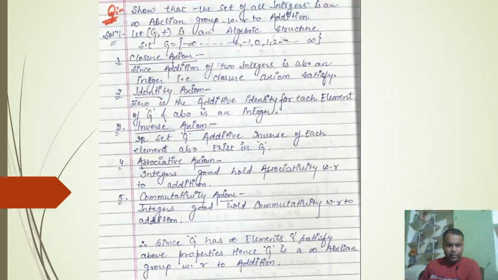Today we are going to take some more problems based on infinite groups. Infinite group means a group will contain infinite number of elements. So, for example, this is our first problem and we have to prove that the set of all integers is an abelian group with respect to addition. It means we will take here all integers from minus infinity to plus infinity, all negative and all positive integers.